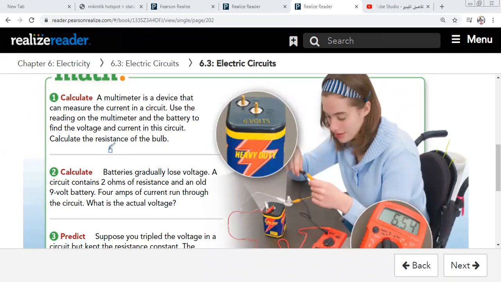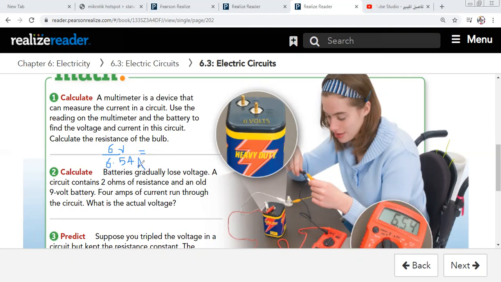The voltage 6 divided by the current. The current equals 6.54. 6 is the voltage, and the unit of voltage is V, volt. 6.54 is the reading for current, and the unit of current is ampere.